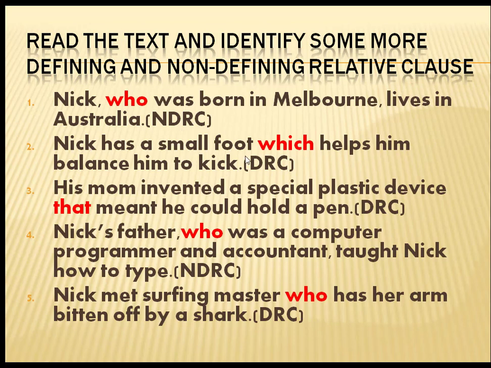Nick has a small foot which helps him balance and kick. This is a defining relative clause because you don't find any commas or hyphens in this sentence. His mom invented a special plastic device that meant he could hold a pen. This is also a defining relative clause. And that meant he could hold a pen, this is the defining relative clause.